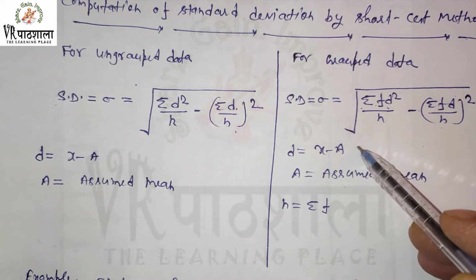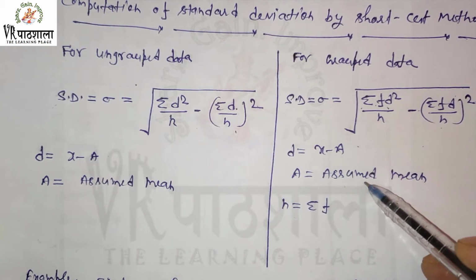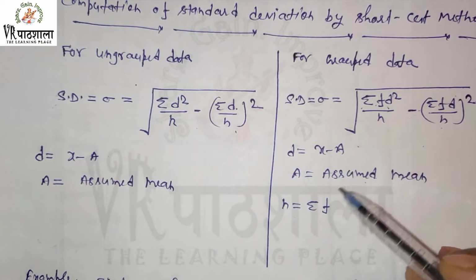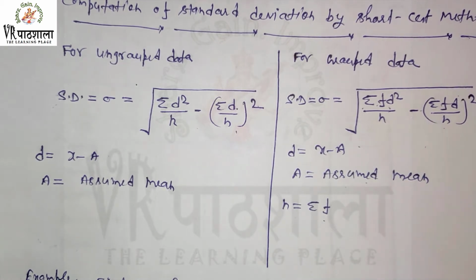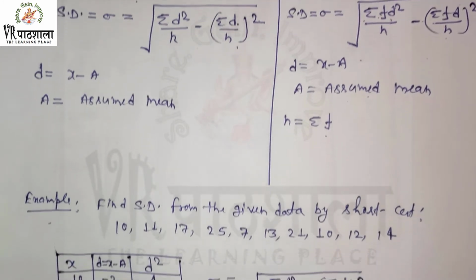Here d equals x minus a, where a is the assumed mean, and for grouped data n equals summation f. Now we consider an example.